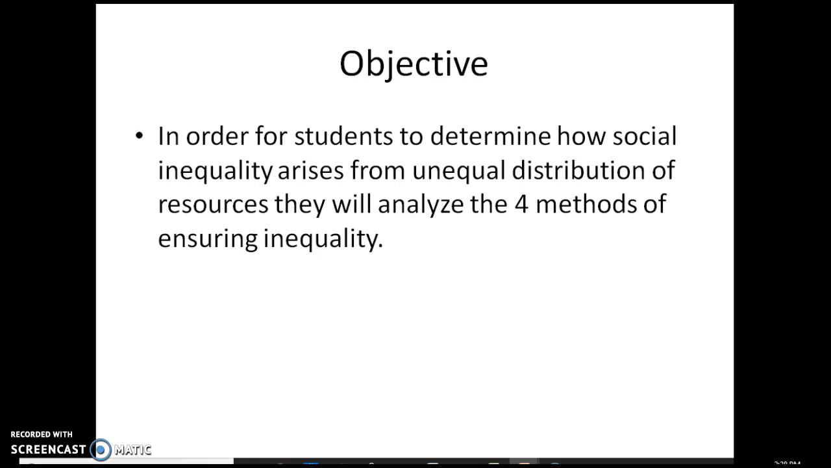The objective for today's lesson is for you to determine how social inequality arises from unequal distribution of resources, and you are going to analyze the 4 methods of ensuring inequality. You may already have these 4 methods in your notebook, and if you do, that's okay. I do want you to rewrite them just to become familiarized with the format of using Cornell notes.